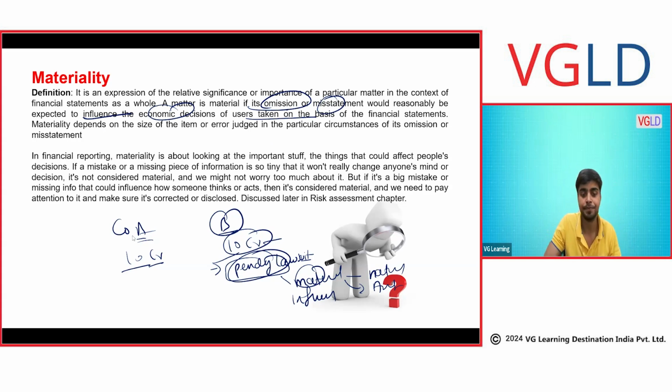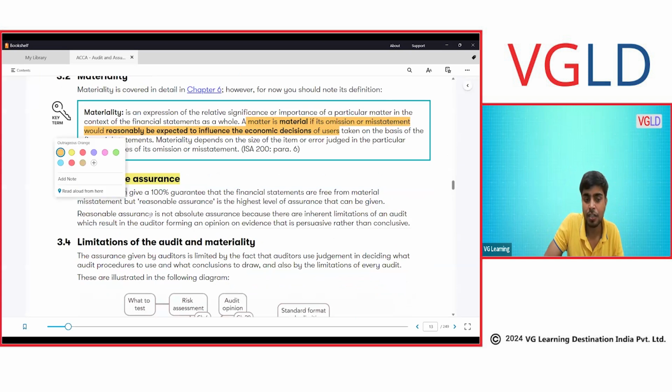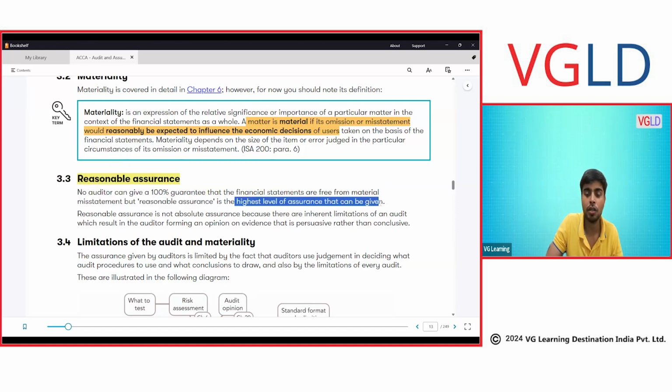I hope this is clear. Again, this is the definition of reasonable assurance, which is not a 100% guarantee that financial statements are not materially misstated. It is the highest level of assurance that an auditor can give. Okay, remember there is a further level.